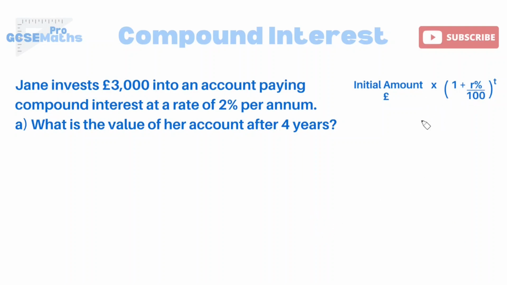Now, saying that this is the compound interest formula, I just want to make it clear, this is the formula that will give you what we call the value of the account at the end of whatever the amount of years it is.